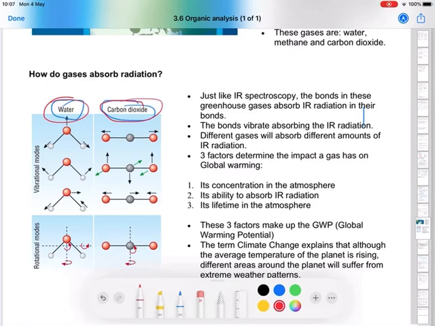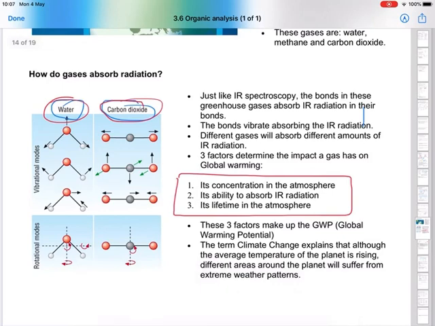So there are basically three things that contribute to how effective something is as a greenhouse gas, and therefore could be a contributor towards global warming. How much of it is in the atmosphere; its ability to absorb infrared radiation, and an example of that is methane, which is very, very good at absorbing infrared radiation, a lot better than carbon dioxide, but there just isn't as much of it in the atmosphere; and the third one is how long it is there in the atmosphere. All of these things together give you the global warming potential.